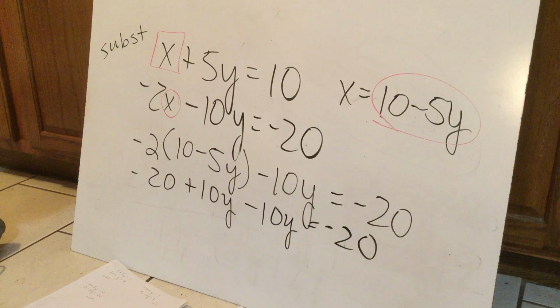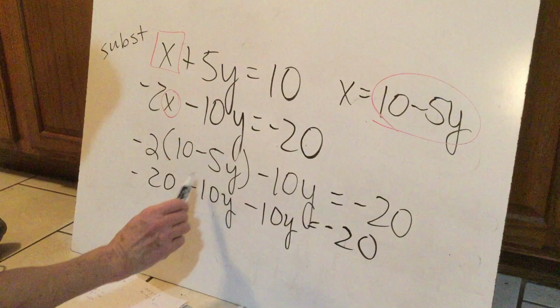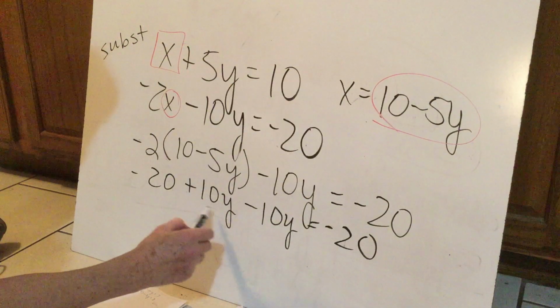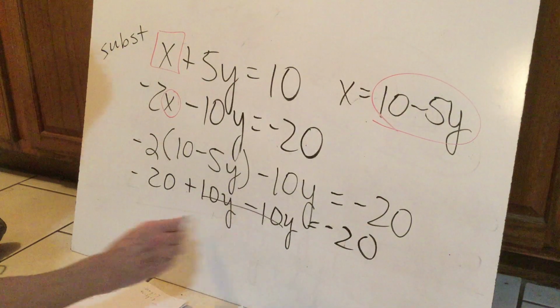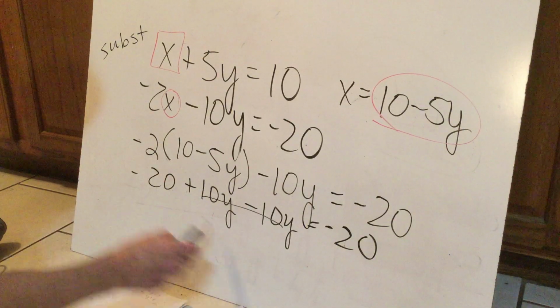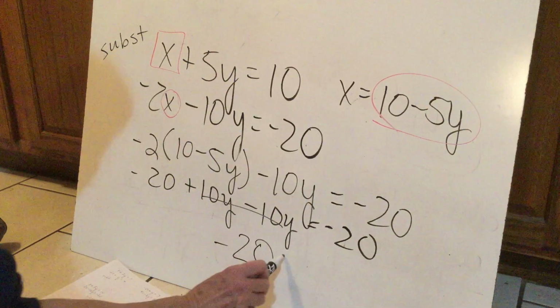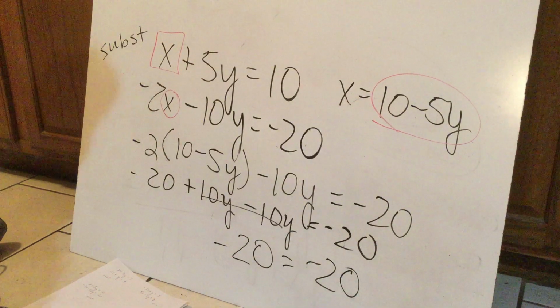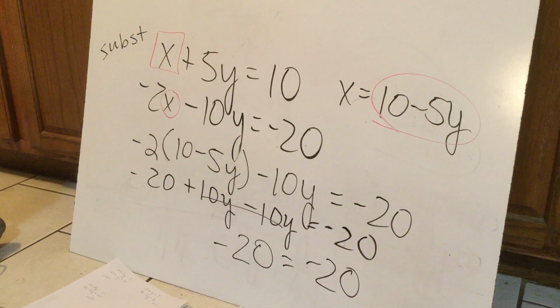Oh my. Are you noticing what I'm noticing? What happens right here? These are gone. So what does this equation now say? Negative 20 equals negative 20. Is that true? Kids, that is absolutely true.